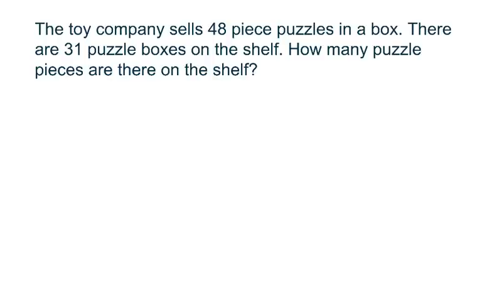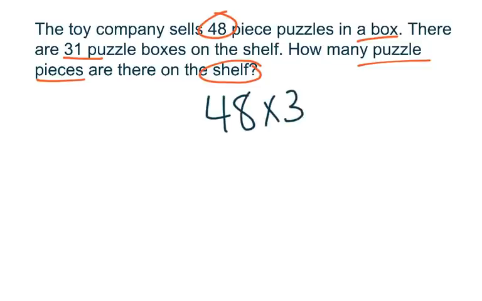Our problem is asking us for how many puzzle pieces are on the shelf. There are 48 pieces in a box and there are 31 boxes. So in this problem, we're going to be multiplying 48 times 31. You could multiply that any way you'd like.